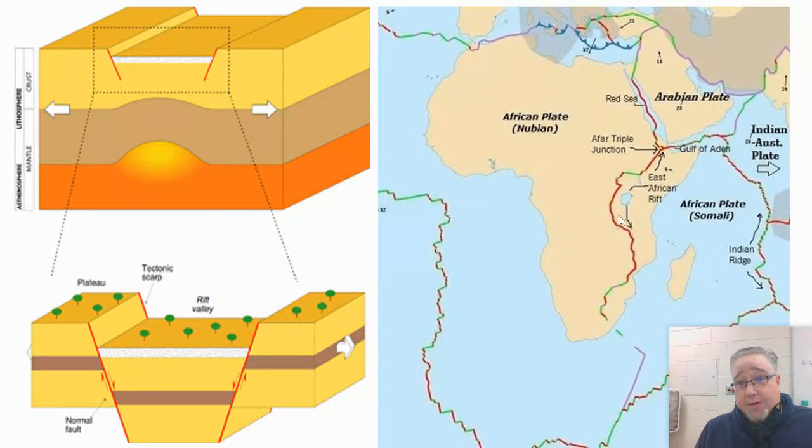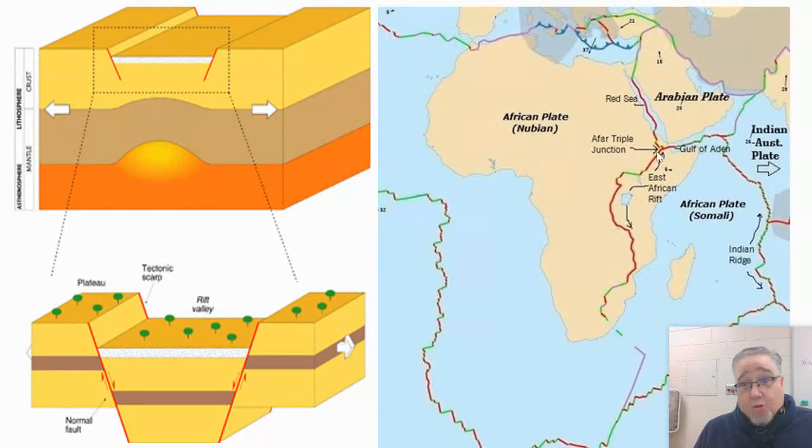In fact, here's a really good example. This is called the East African Rift. You'll notice this is the whole continent of Africa. Africa is a huge continent, but there's actually a rift. We call it the Rift Valley that goes all the way along the eastern side of the whole continent of Africa.